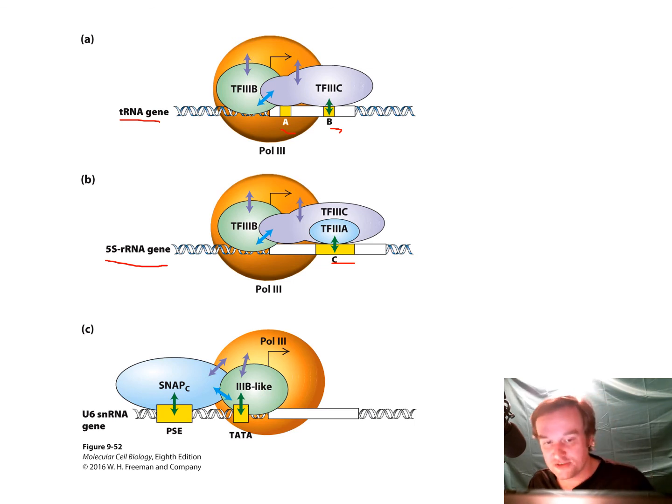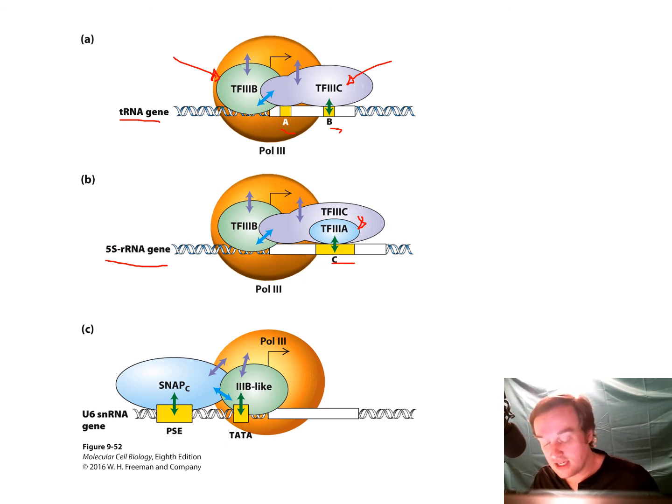When polymerase 3 binds, these specific general transcription factors, TF3A, TF3B, and TF3C, will bind with polymerase to control transcription. And as you can see, in the case of tRNA, there is no TF3A, and in the case of the 5S rRNA, there is TF3A. So it depends on the gene that's being transcribed.